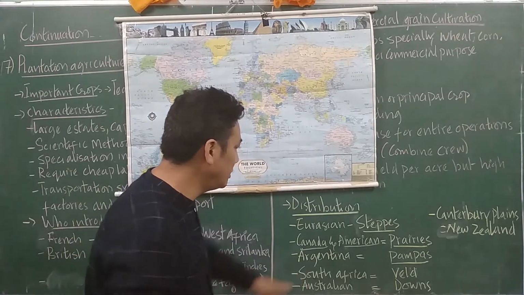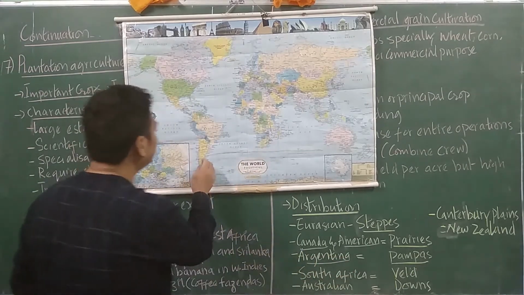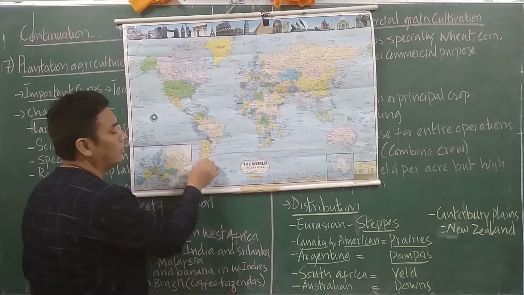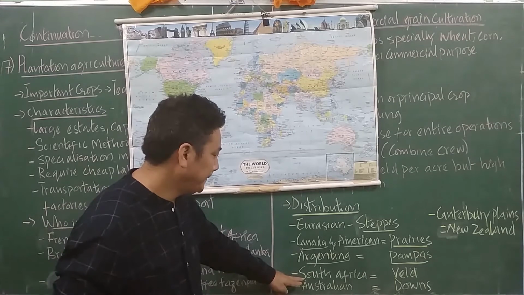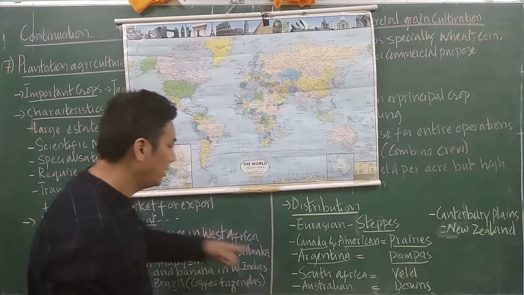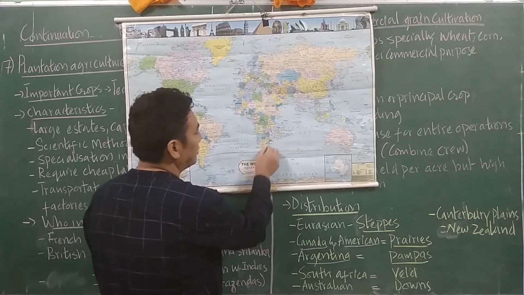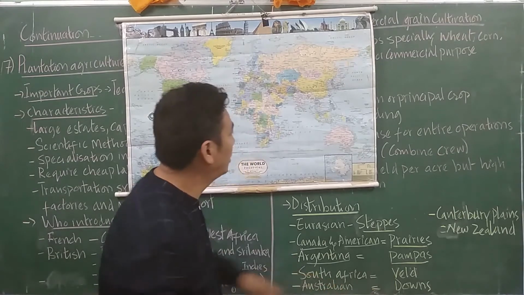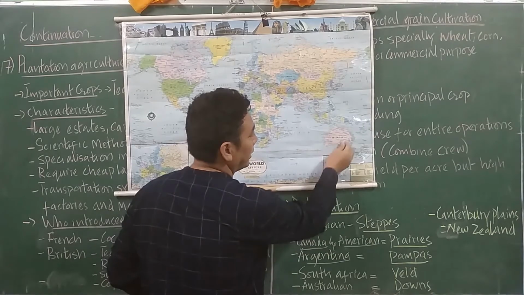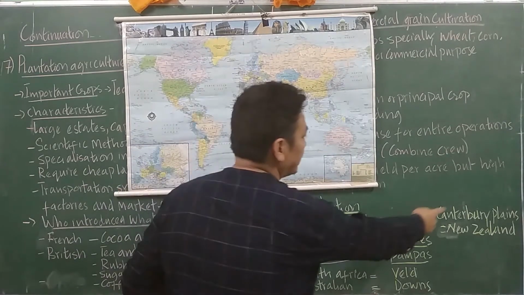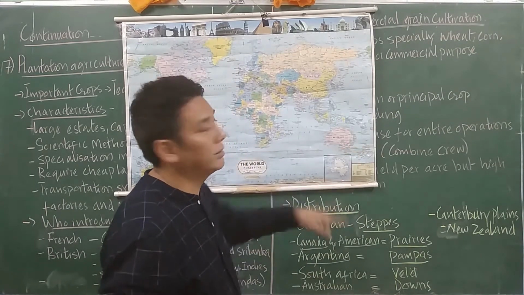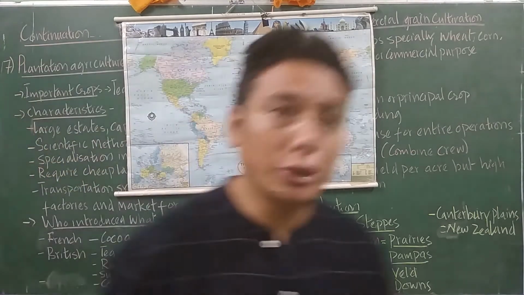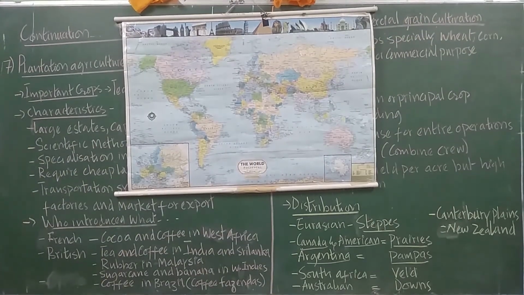Then Argentina, the yellow one. In this area you will find a lot of wheat cultivation. Then South Africa, Nelson Mandela's country. Here you will find wheat cultivation. Then Australia and the Australian Downs, over here, and these areas have a lot of wheat cultivation. And the Canterbury Plains of New Zealand. New Zealand is over here, just below Australia. With this we have finished two topics, plantation agriculture and extensive commercial grain farming.